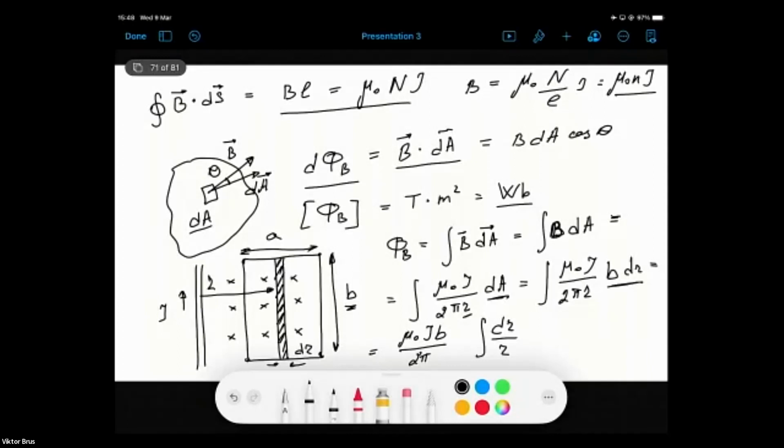And this integral should be in some ranges. Any ideas what will be the range for our integral here?